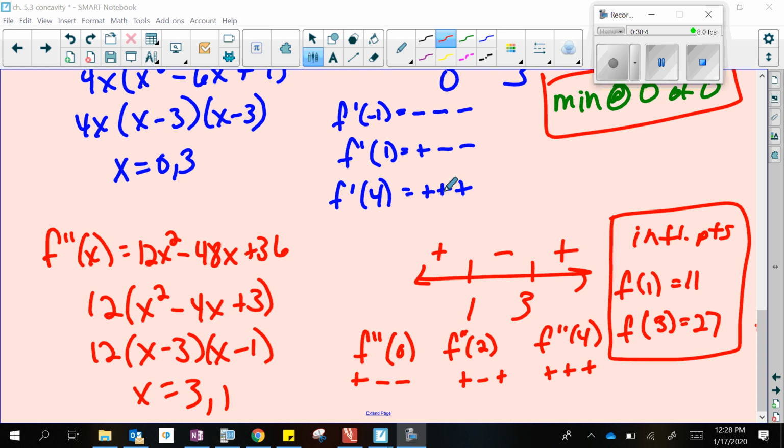So I'm going to plot (1, 11) and (3, 27). Okay. Now we know from our first derivative, it's increasing, coming into 0, right? And then decreasing, coming into 0, then increasing, and then our concavity changes from negative to positive at 3.